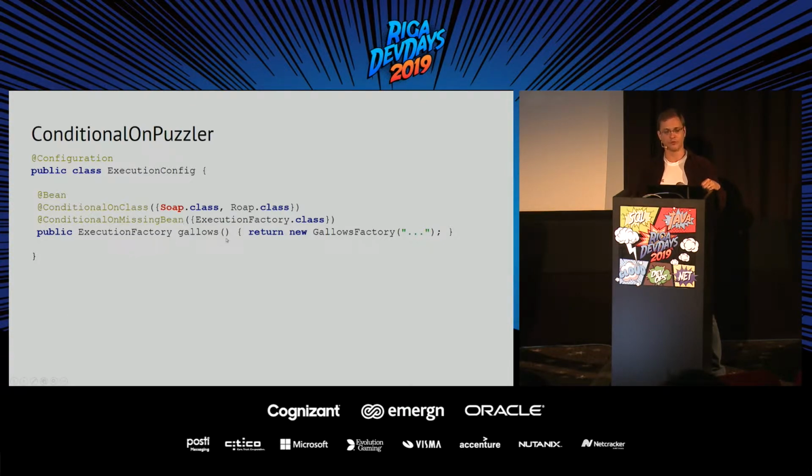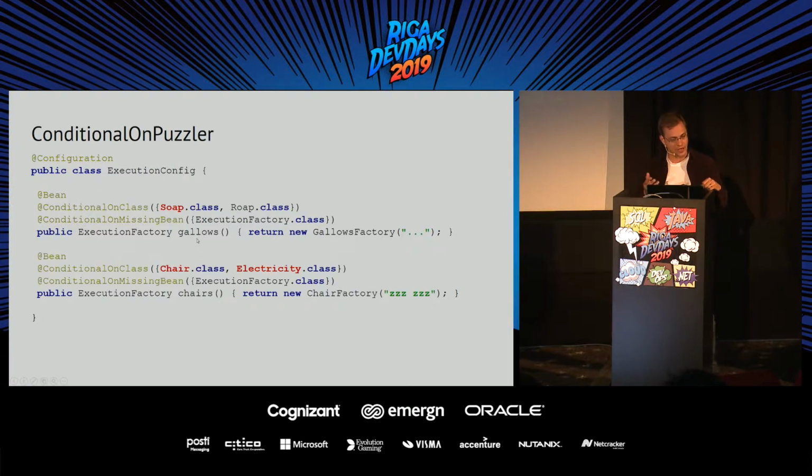Conditional that the gallows bean will be created has several conditions. First of all, it's conditional on class. In case soap.class exists and rope.class exists, and in case there is no other bean called execution factory, this execution factory will be created. In addition, we have another bean called electric chairs.